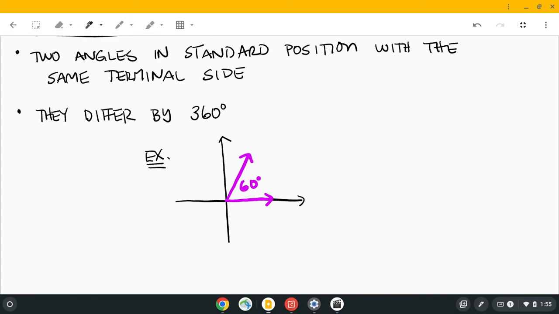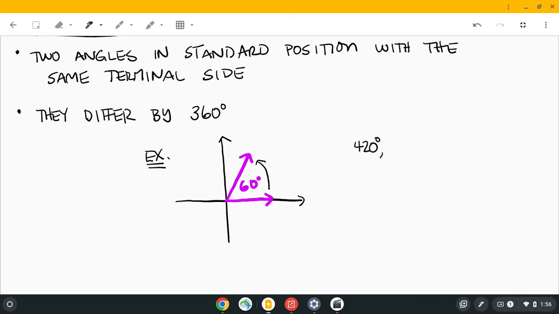Well, what happens is I could look at this as 60 degrees, right? And that's if I'm measuring it this way. But another way to look at this is, oh, well, I've gone beyond 360. I've gone 60 degrees beyond a full circle, right? So I could look at this as 60 degrees beyond a full circle, which is 420 degrees.